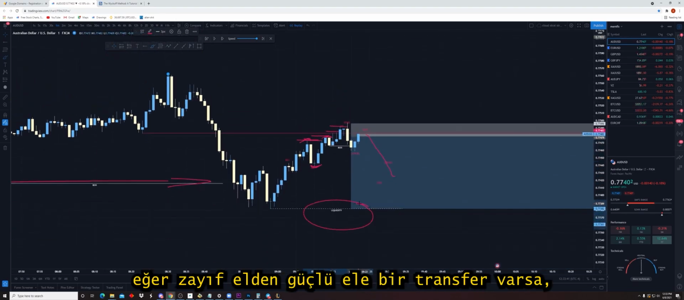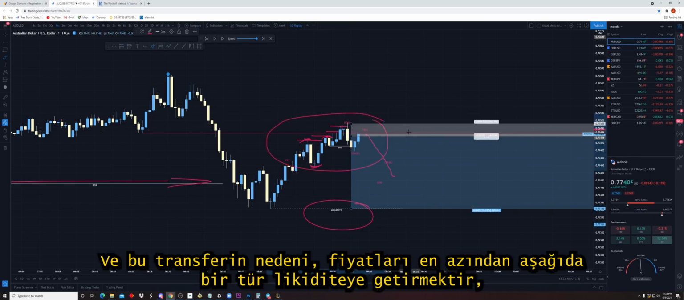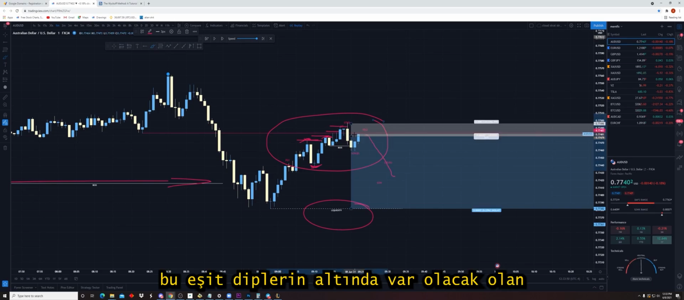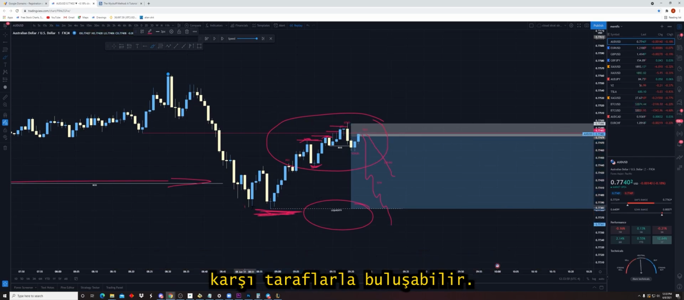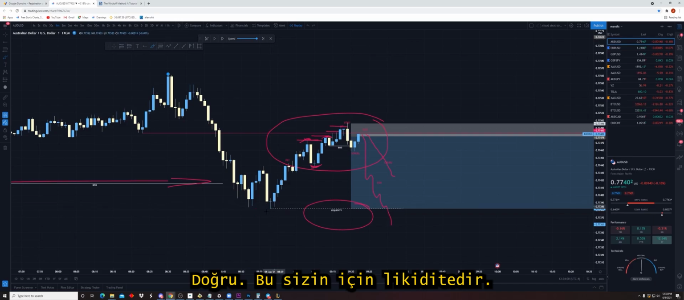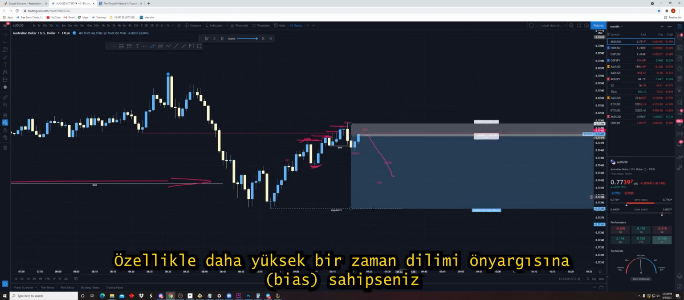and most importantly, to the liquidity here. Because under the way we understand the price, if there is a transfer from weak to strong hands, there needs to be some kind of reasoning for it. And the reasoning for this transfer is to at least bring prices to some kind of liquidity lower, so those orders can be met with corresponding counterparties, which are going to exist under these equal lows, which are going to exist as sell stops under the swings, right? That's liquidity for you.